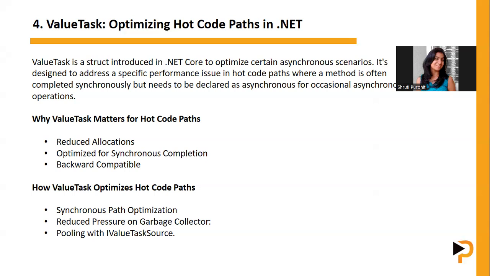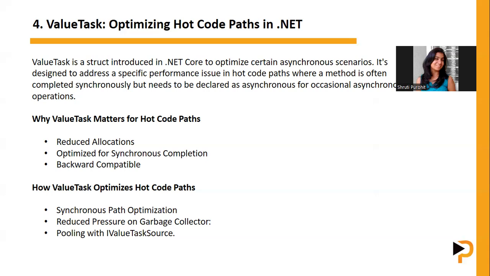Some extra code texts are written over there. As a struct, ValueTask doesn't allocate memory on the heap, unlike Task, which is a class. So this reduces the allocation and can significantly improve the performance in a hot code path.